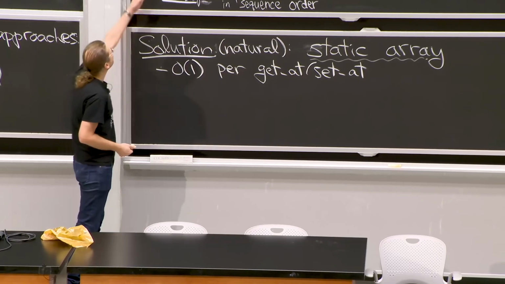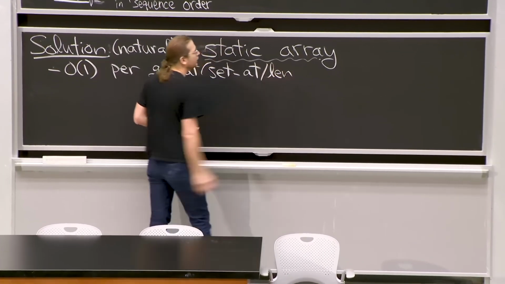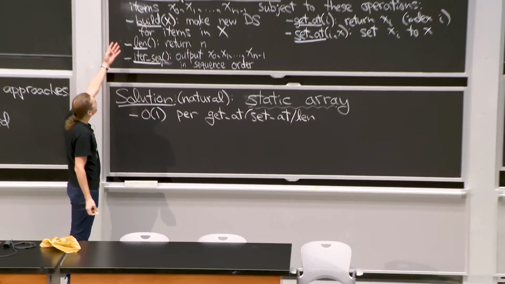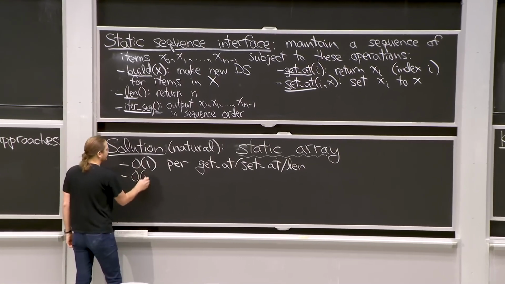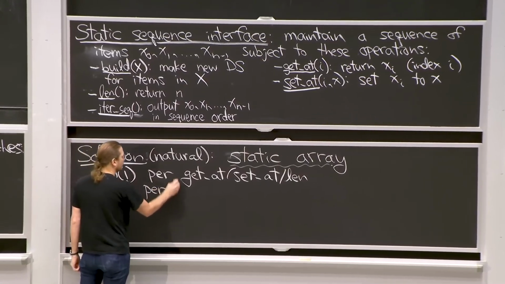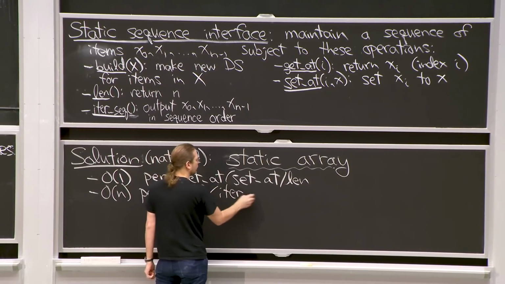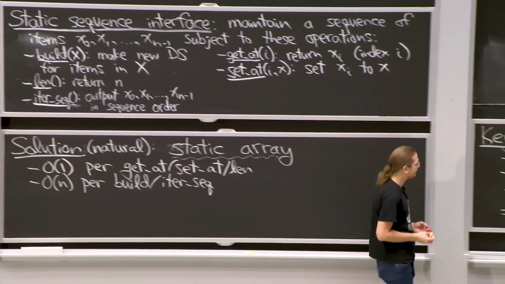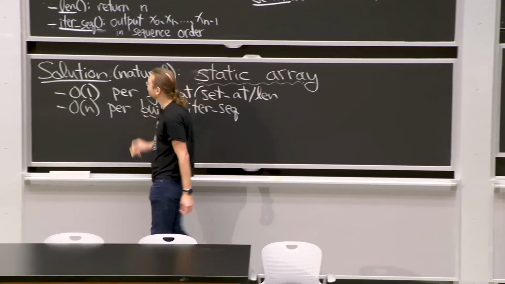Let's see. Length is also constant time. We're just going to store that number n along with its address. And build is going to take linear time. Iteration will take linear time. Okay, pretty straightforward.